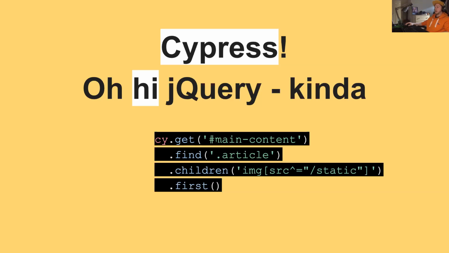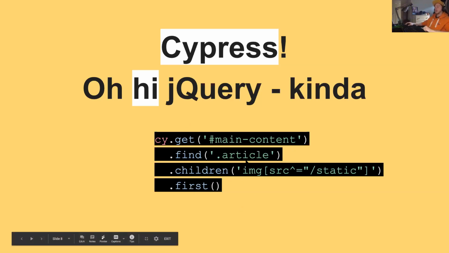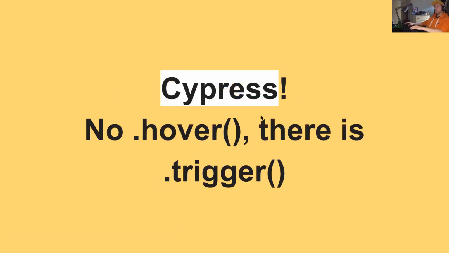So we have get. For example, here I'm targeting the element with ID main content. Inside it, I'm finding an element with class article, and then I am finding any children elements that are images with source of static, and I'm finding the first one of those. Again, first can be replaced with last or eq, and there are other things. So you essentially chain it the same way you would in jQuery.